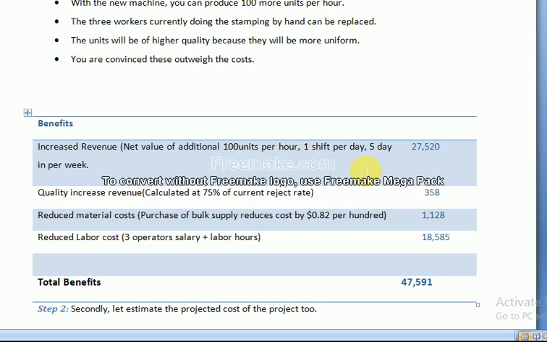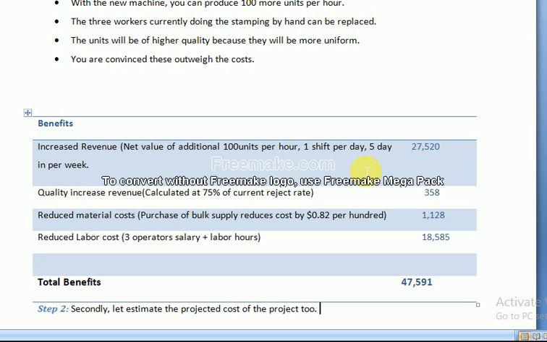Look, when we say that with the new machinery the quality will be increased, why? Manual work quality is not that high, their finish is not that good compared to machinery. So the machinery production quality will be increased, and from that, the 75% is our current reject rate. Current reject rate here means that currently we are doing the stamping, we are producing the stamping.